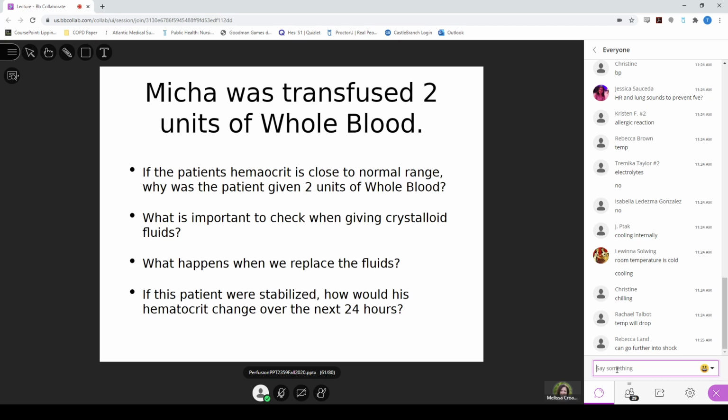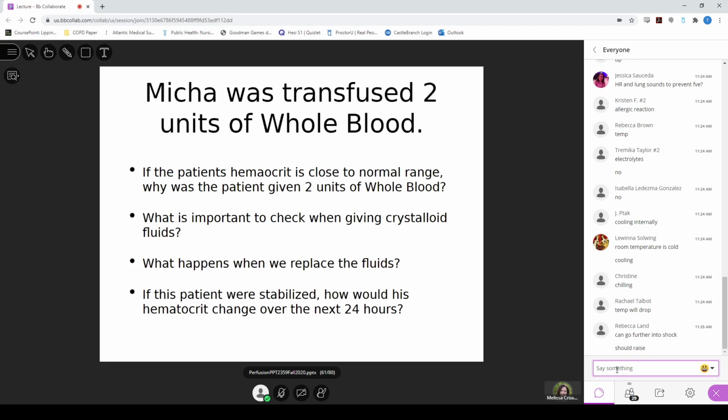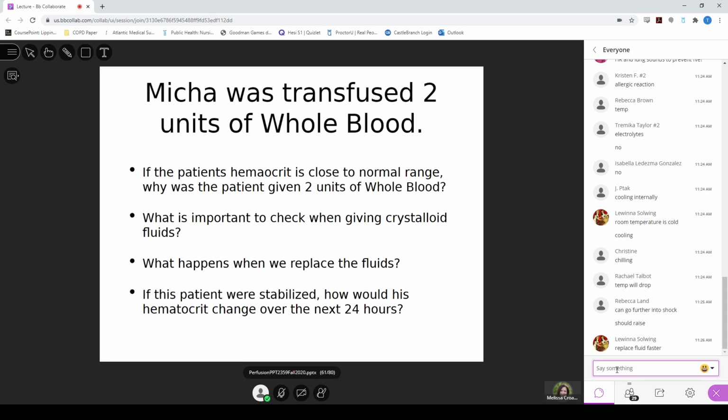So if this patient were stabilized, how would his hematocrit change over the next 24 hours? In 24 hours, what do you think your body starts replacing faster? It's easier for your body to replace plasma. So it'll start replacing plasma faster than it's going to replace those red blood cells. It takes a little bit of time for that bone marrow to get stimulated and start putting out red blood cells, but your body can start pumping out some plasma pretty fast. And plasma is better than just this bag fluid.